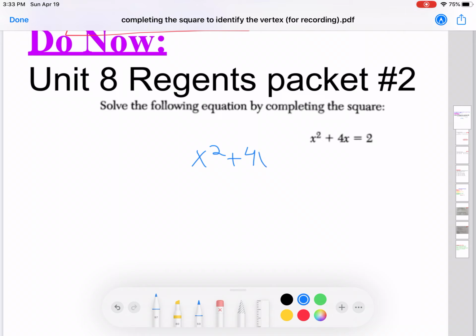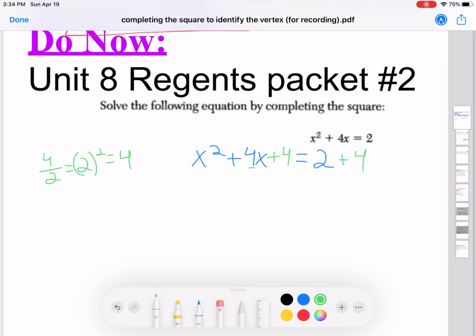So I'm just going to rewrite x squared plus 4x equals 2. Notice I left a space after the 4x. Step 2 of completing the square is the step that we've nicknamed half square share. So in this case, you take your b term. Our b term here is 4. We're going to take half of 4, which is 2. We're going to square that. 2 times 2 gives us 4. And then we're going to share that, meaning add that to both sides of our equation. Again, that step is called half square share.